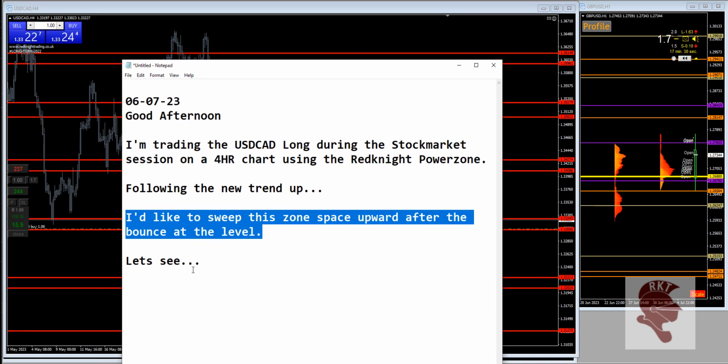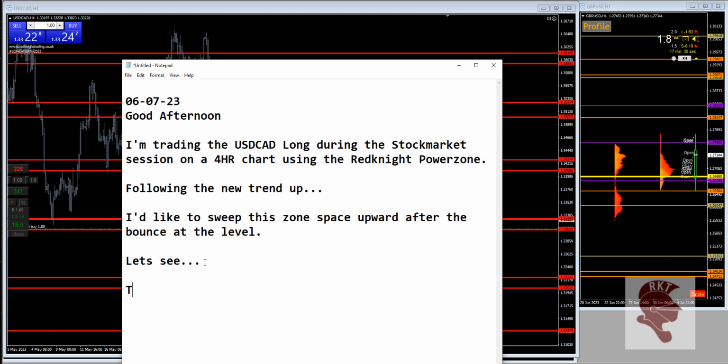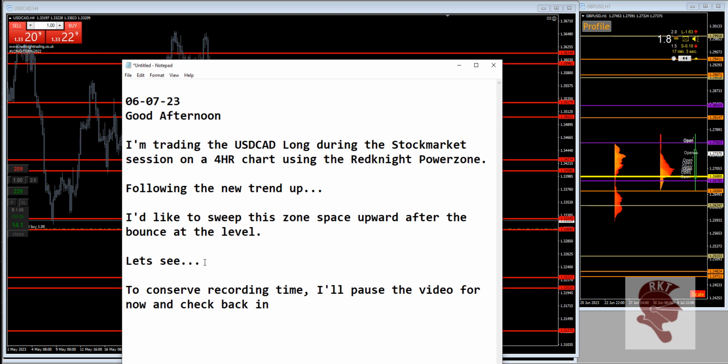So what I've decided to do is show how to trade these power zones using a 4-hour chart, based on a request of somebody. The easiest way to trade these power zones is to trade from zone to zone. As it says there, to conserve the recording time, I do pause occasionally throughout the video. So I've taken this trade. I'm looking to go long. In fact, I've actually gone long, because I had a bounce at the zone, which I mentioned in the notepad earlier, and I'm looking to trade to the next zone up.